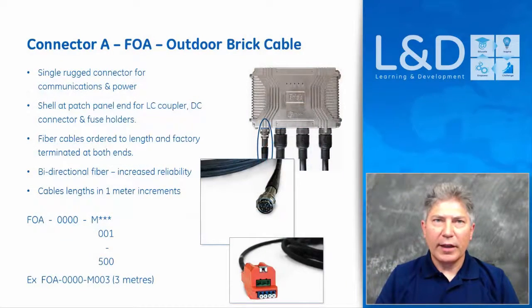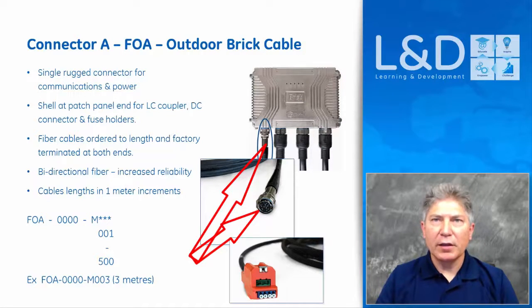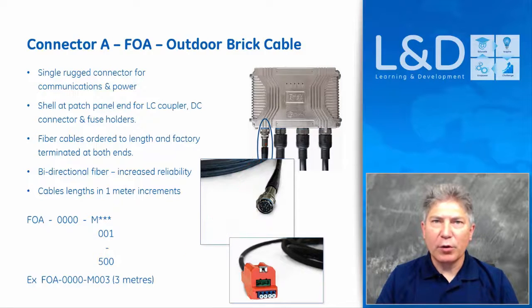The first cable we'll look at is the FOA cable. This fiber optic cable connects to connector A. The FOA cables are used to connect the brick to the cross-connect panel. The cable contains 4 multi-mode 50/125 micrometer optical cables, 1 for each brick's digital core, and 2 16-gauge copper conductors for supplying electrical power to the brick.